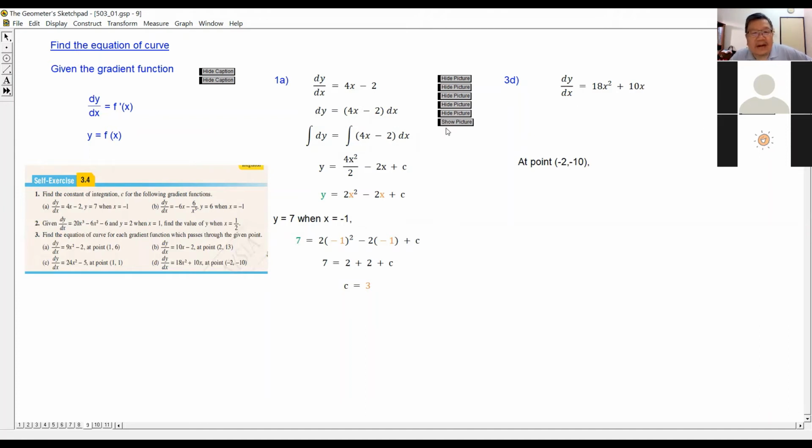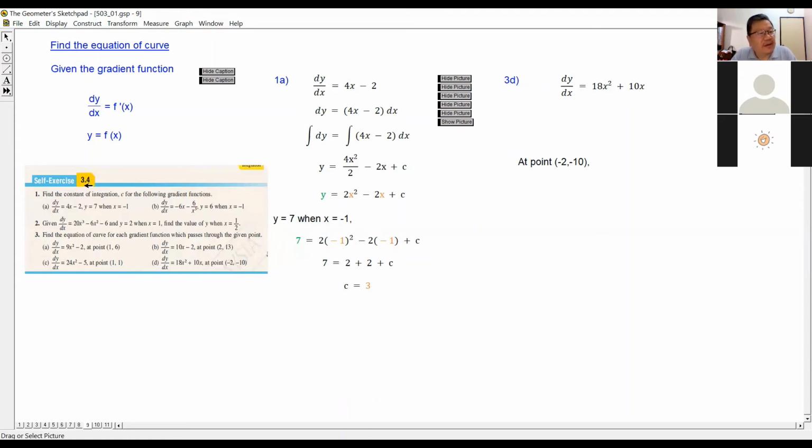Okay, I'll show you one more example to show you what I mean by that. Now, the second example is number 3. Find the equation of the curve. This one is slightly different. They tell you that you have to find the equation of the curve. That means you have to find y. You don't stop at finding c. In the first question, you find c, then you stop. The second question, you have to find the y. I'm going to show you what is the difference.